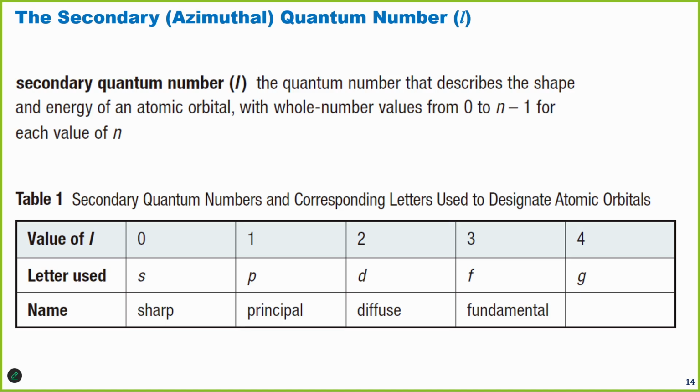Numbers used to describe l are usually replaced by letters to avoid confusion with n. These letters are given in table 1 here. For example, as l equals 0, 1, 2, 3, 4, we use the corresponding letters s, p, d, f, and g to replace the numbers. In other words, at the energy level n equals 1, only an s orbital exists. However, at the third energy level, when n equals 3, there can be s, p, and d orbitals.